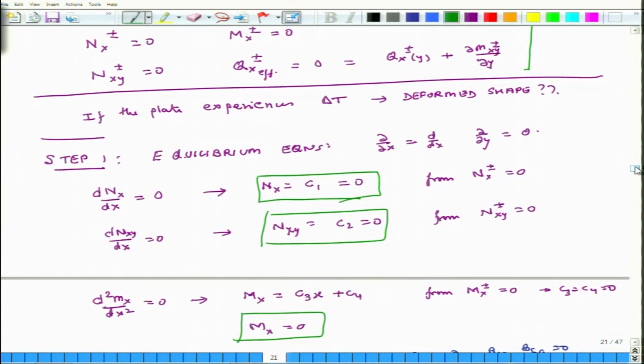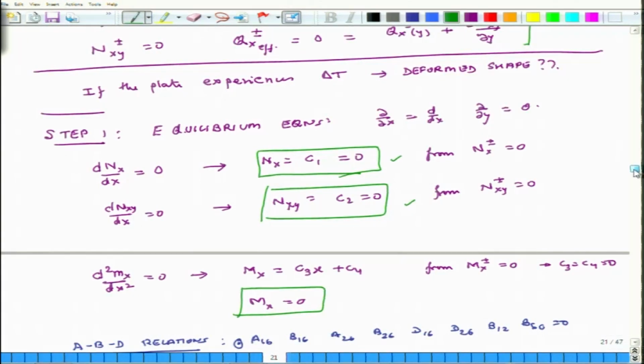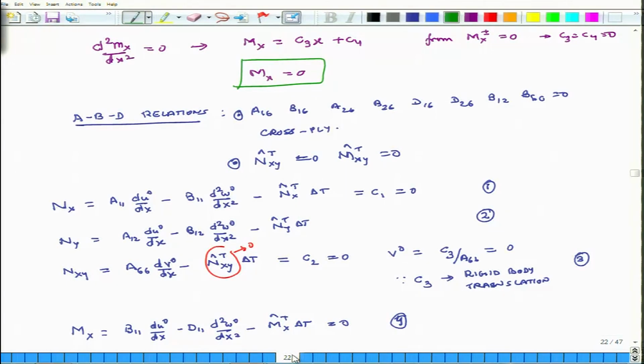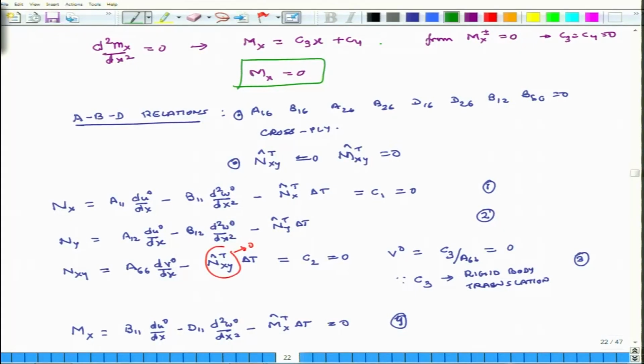From the first differential equation, which represents equilibrium of forces in the x direction, we got Nx equals C1 equals 0. From the second governing equation, we got Nxy equals C2 equals 0. These are the two integrations of the first two governing equations. From the third governing differential equation, which represents equilibrium of forces in the z direction as well as equilibrium of moments along the x and y axes, we got d2 Mx over dx square equals 0.